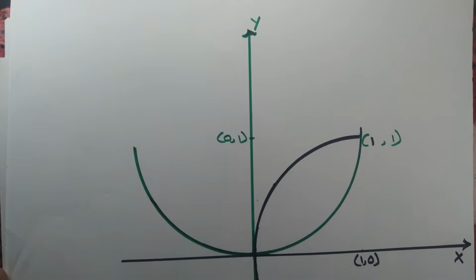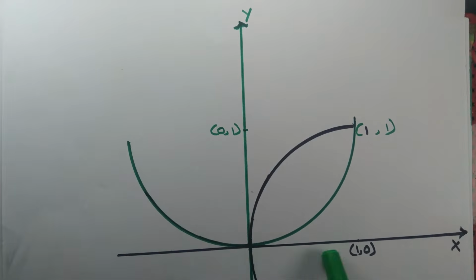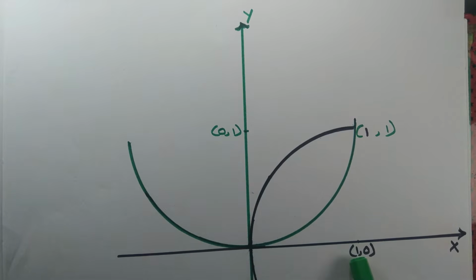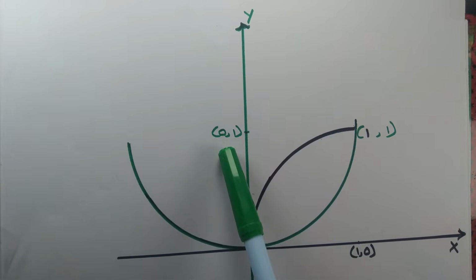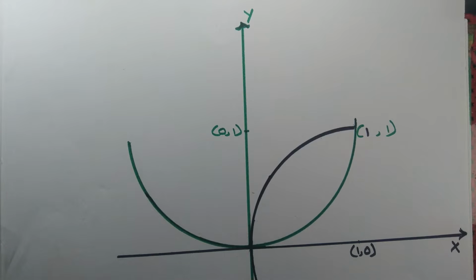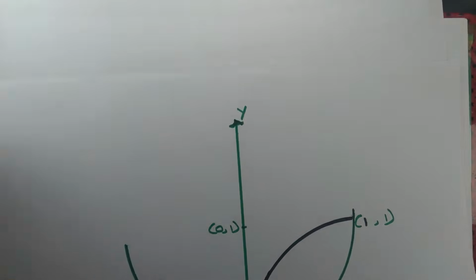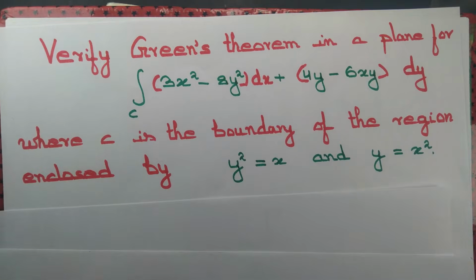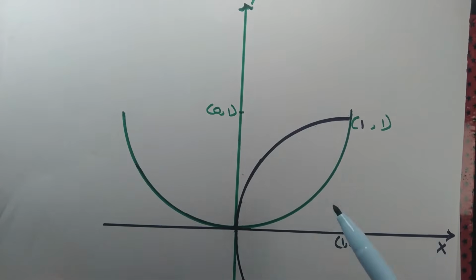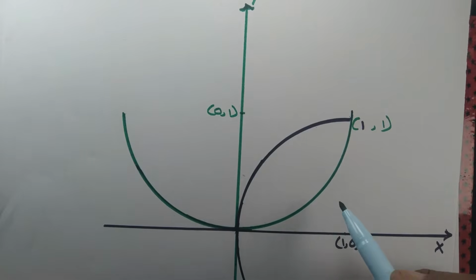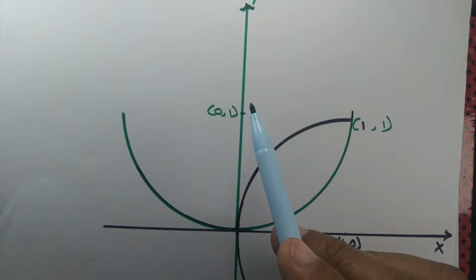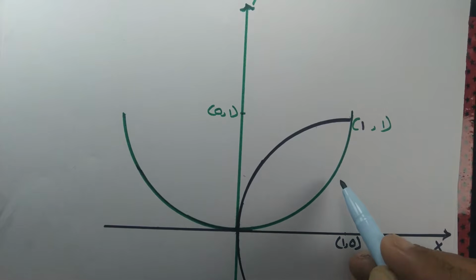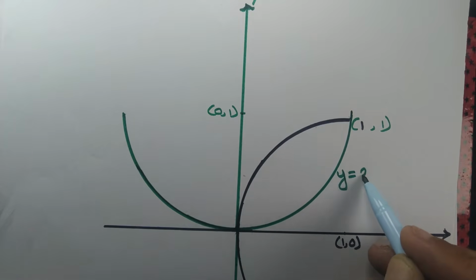So we have the x-axis, we have already drawn the x-axis, and then the y-axis. We take a point 1, 0 on the x-axis and 0, 1 on the y-axis. Now, first of all, we need to draw those curves as per the question. We have y equal to x square, that's a parabola, and it is such that y remains positive or 0, whatever be the value of x.